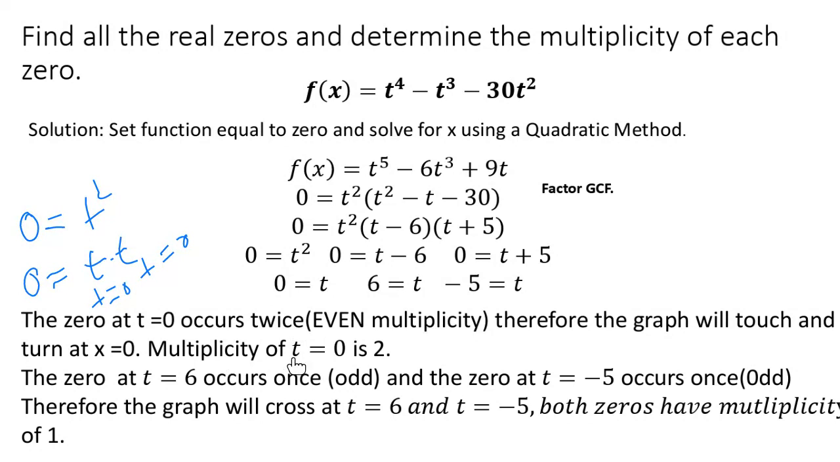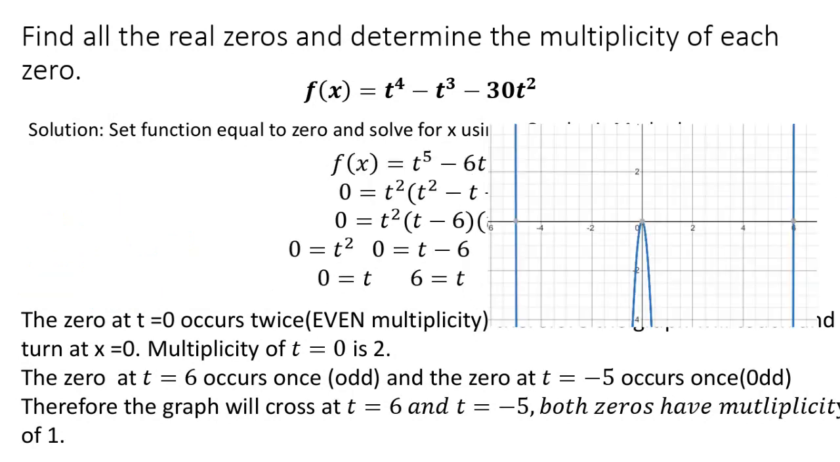Okay, so since it occurs twice, that's an even multiplicity. So we say the multiplicity of t equals 0 is 2, and the multiplicity of t equals 6 and t equals negative 5 is going to be 1 because they both appear only one time. Okay, so at t equals 6 and at t equals negative 5, the graph is going to cross, and at t equals 0, the graph is going to touch and turn. And so I graphed it for you here so you could see. At t equals 0, the graph touches and it turns. At t equals negative 5, it goes through it. And at t equals 6, it goes through it.